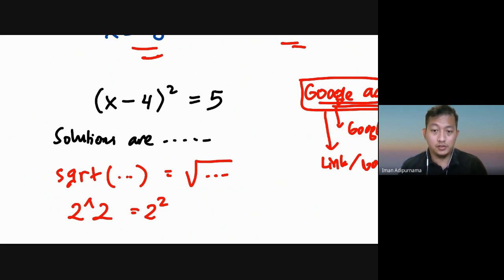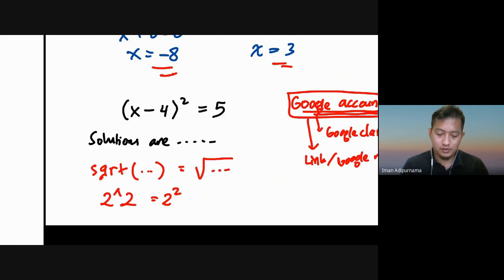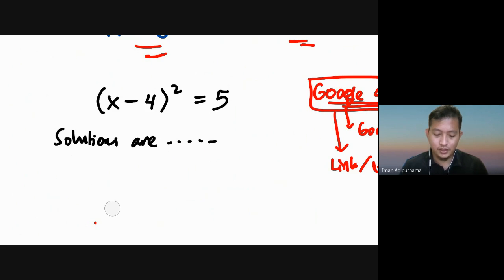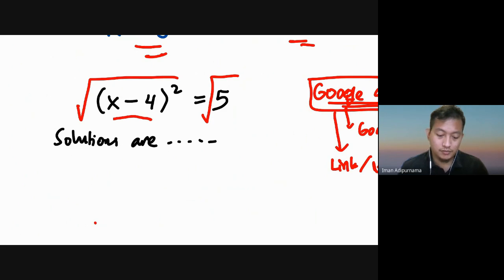But it depends on what you are working on, okay? So, of course, if you see here, let me just erase this part. If you see here, because it's already x minus 4 and then squared, what we need to do is just take the square root of both of these, right? So we have x minus 4 and then plus minus.